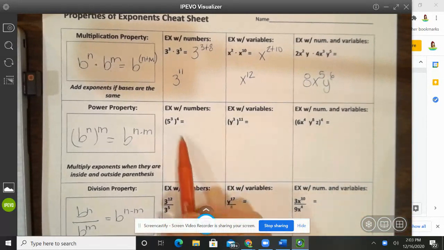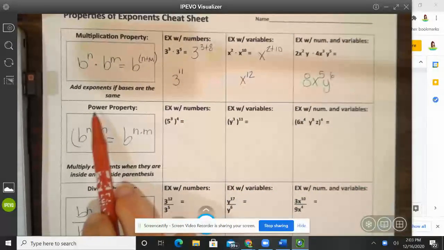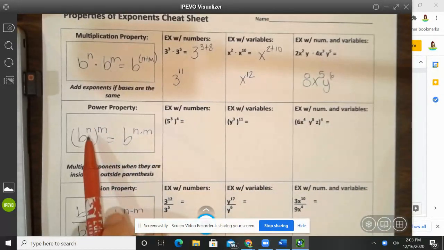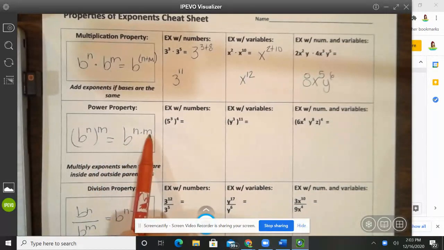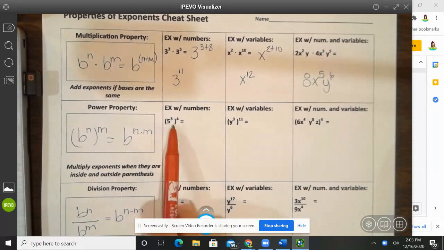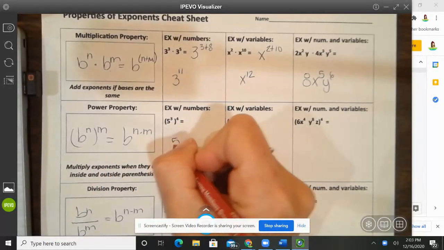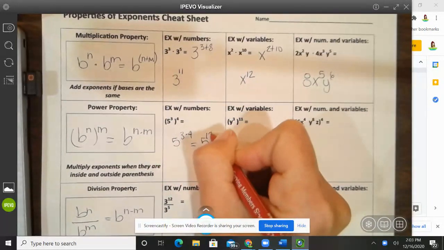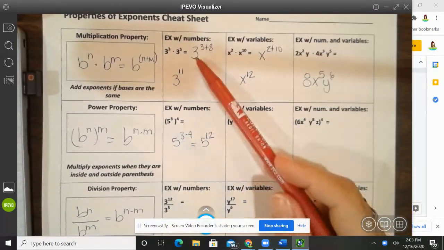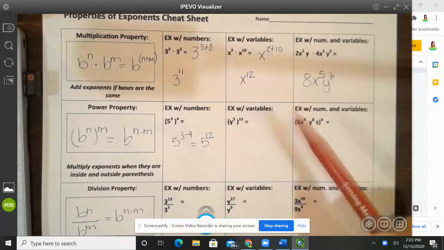All right, so what about here with numbers? So the power property says that when you have a power raised to a power, you multiply the powers. You have the same base. So in this case, it would be 5, 3 times 4, which is 5 to the 12th power. So in the previous case, we added; in this case, we multiply.